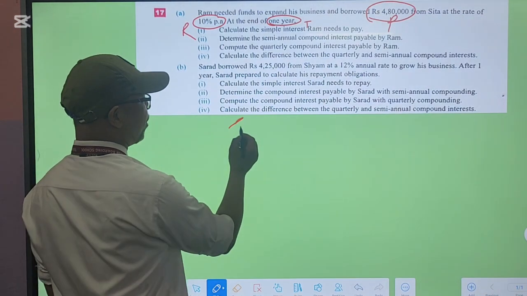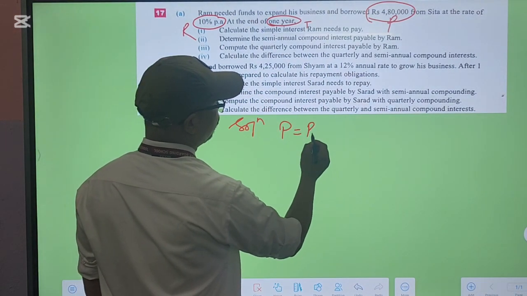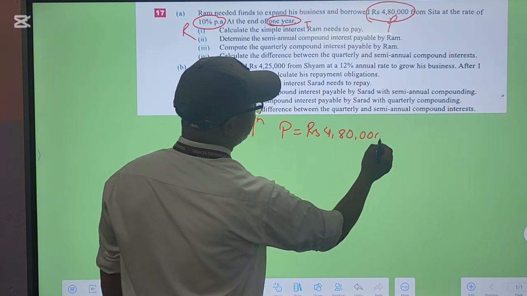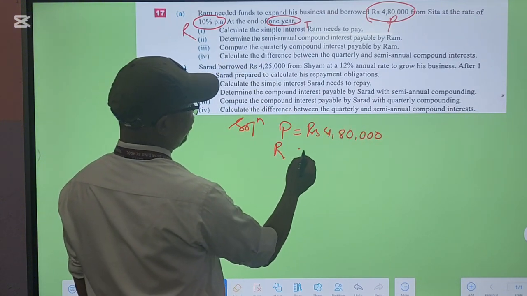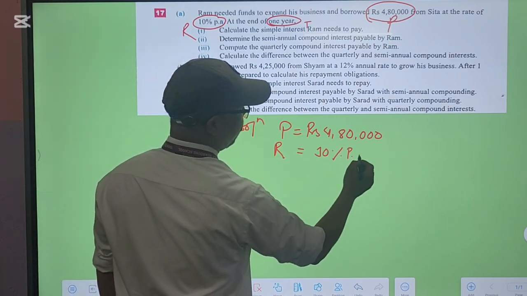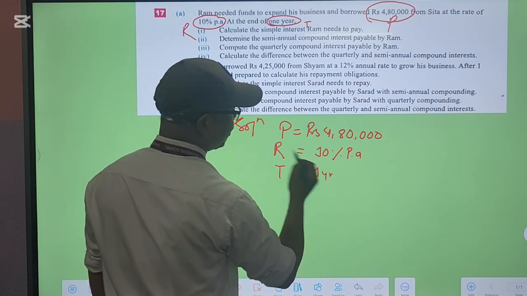Now look at what is given to us in the solution. In the solution, the principal is rupees 4,80,000. That is of course the principal, and this is the rate. The rate is given 10% per annum, and time is 1 year. Understand? All of this is given to us.